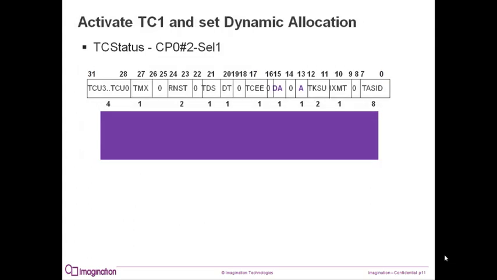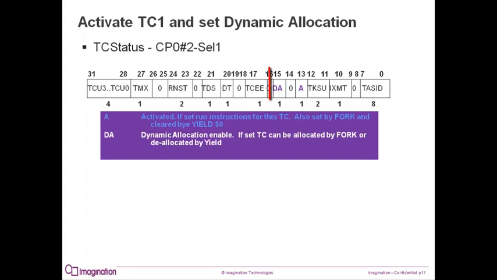Now that I have the thread configured, I can activate it and make it available for use with fork and yield instructions. The TC status register is used to do this. To activate the thread, the A field is set. This example does not use the fork instruction, but it will use the yield instruction at the end of execution. So we do need to set the dynamic enable thread allocation by setting the DA field.